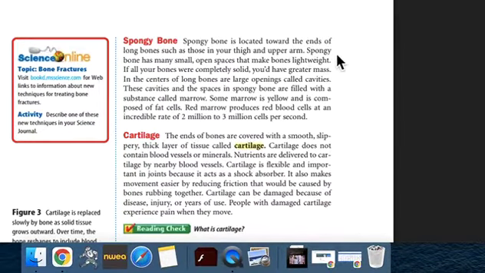Spongy bone. Spongy bone is located towards the ends of the long bones, such as those in your thigh and upper arms. Spongy bone has many small open spaces that make bones lightweight. If all your bones were completely solid, you'd have greater mass. In the centers of long bones are large openings called cavities. These cavities and spaces in spongy bone are filled with substances called marrow. Some marrow is yellow and is composed of fat cells. Red marrow produces red blood cells at an incredible rate of 2 to 3 million cells per second.